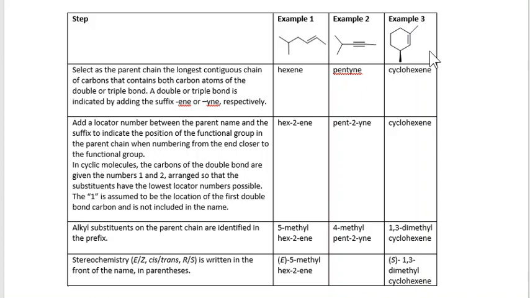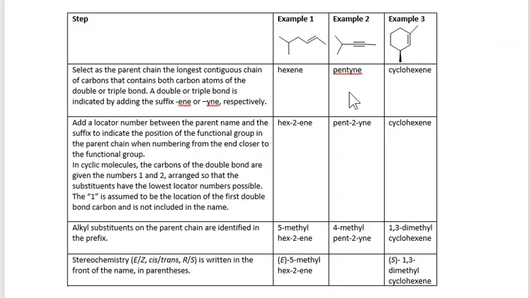The first step to naming these is to figure out what the longest contiguous chain of carbons is that actually contains the double or triple bond. It has to contain both carbons of the double or triple bond to be the parent chain. Okay, so here we have hexene, 1, 2, 3, 4, 5, 6, pentyne, 1, 2, 3, 4, 5, and then we have a cyclic six-membered ring, and so that's cyclohexene.